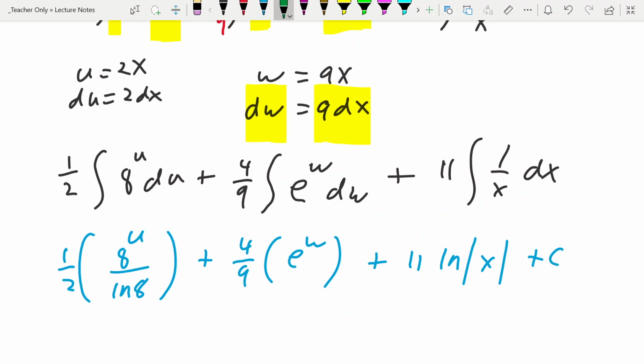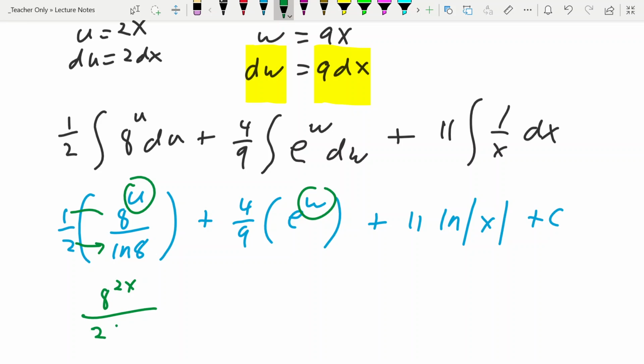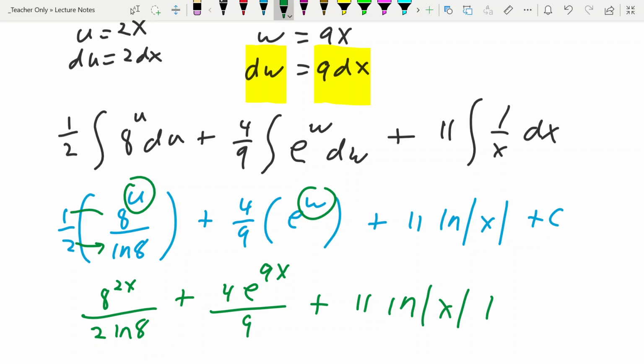Now, with the very last step, we just say to ourselves, I didn't start with u, I didn't start with w, I did start with x. So I need to substitute back in. So everywhere I have a u or a w, I have to substitute back in what they actually are. And if you want to, you could also multiply the 1 and the 2 in. So this would give me 8 to the 2x divided by 2 times the natural log of 8 plus 4e to the 9x divided by 9 plus 11 times the natural log of the absolute value of x plus c. All right, I hope that helps.